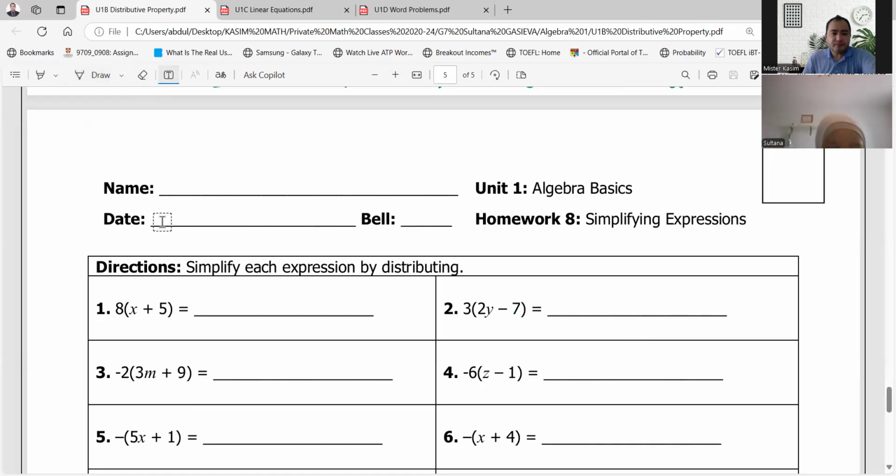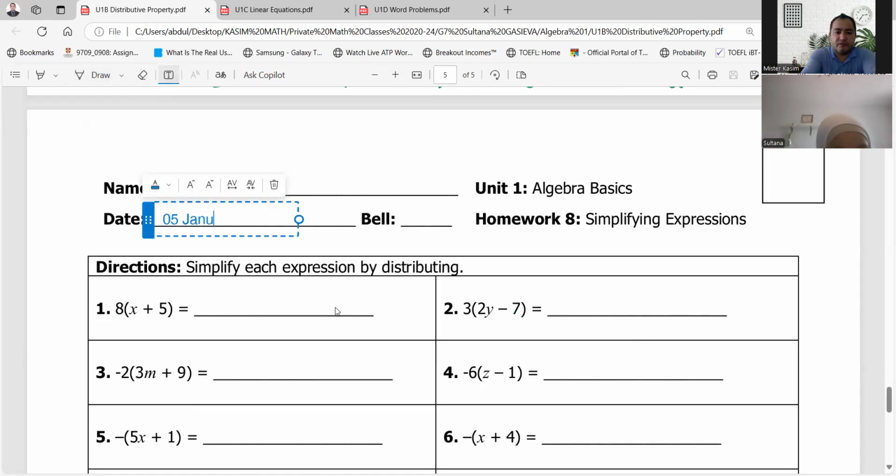And what is the date today? 5th of January.